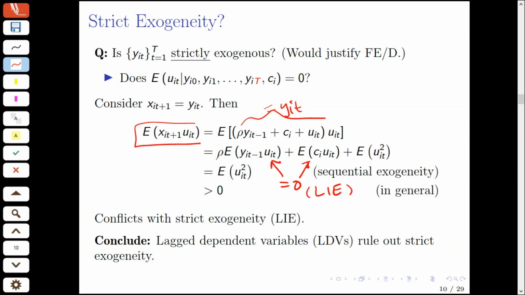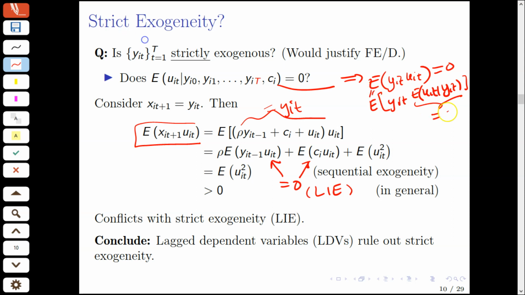Now, if we were to make an assumption of strict exogeneity, then we would see that the covariance between this period's outcome and this period's idiosyncratic error would have to be 0. This follows again from the law of iterated expectations, where we see that the inner expectation is 0 under strict exogeneity. Well, we've just shown that the left-hand side here is not 0. So strict exogeneity is not allowed for in this type of model.